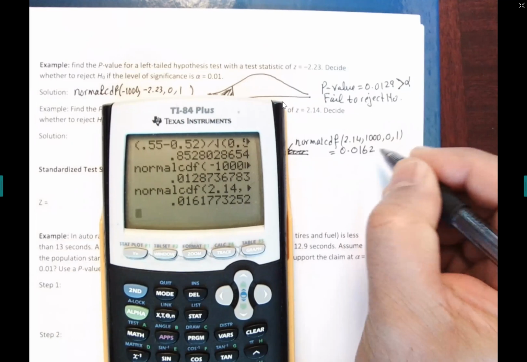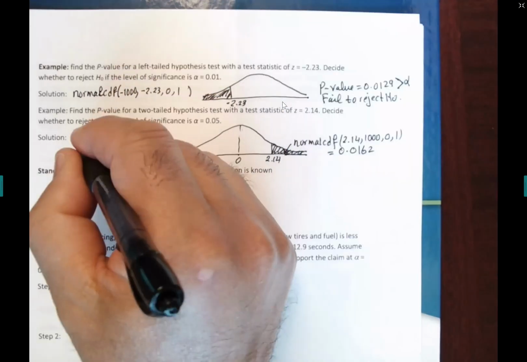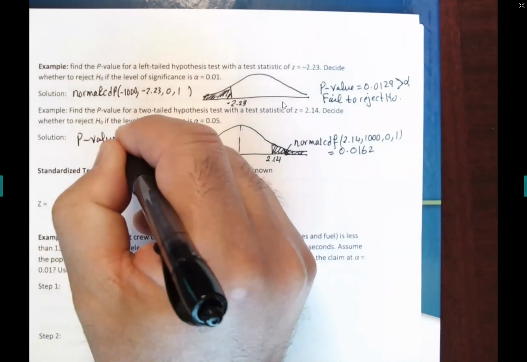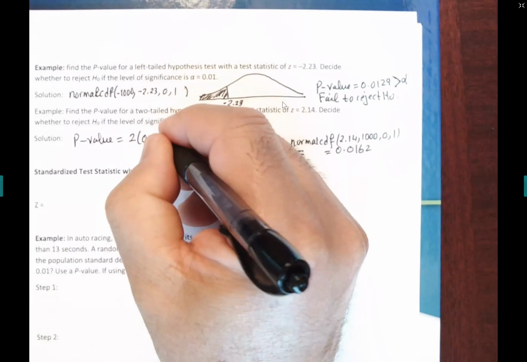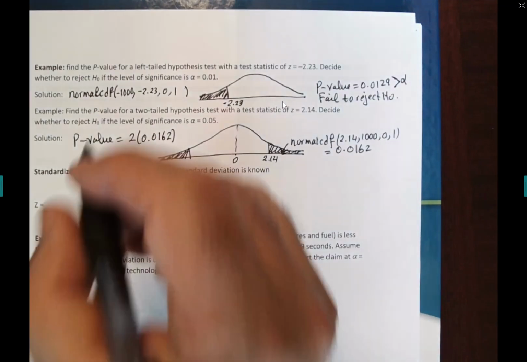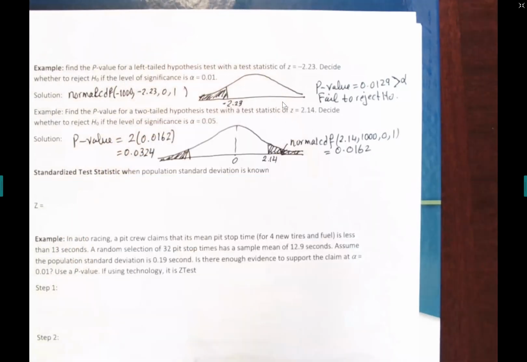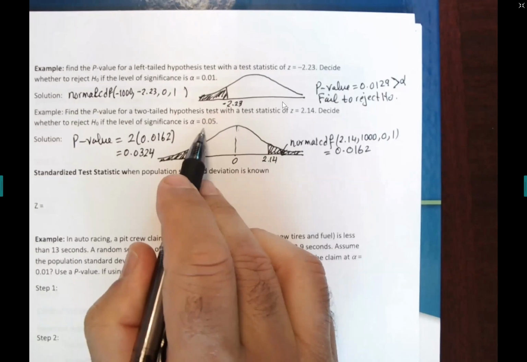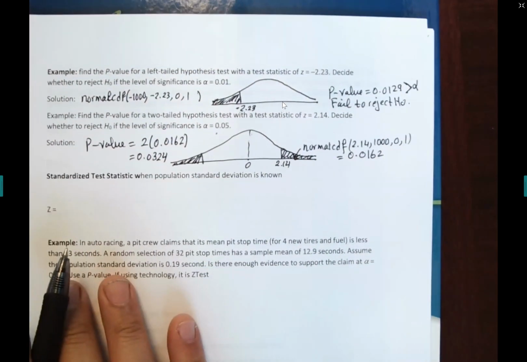So my p-value is twice as much because it's a two-tailed test. So my p-value, only for two tails, is twice as much. So 0.0162, and if we multiply this answer by 2, guys, I get 0.0324. And what did he say alpha is here? He says alpha is 5%. So what do you think, guys? Is this more than alpha or less than alpha?